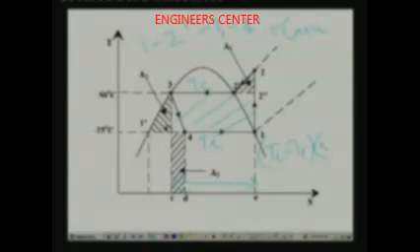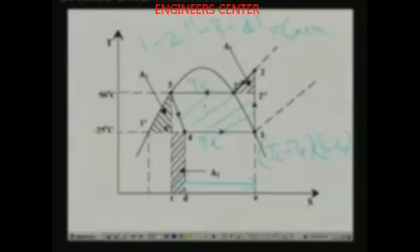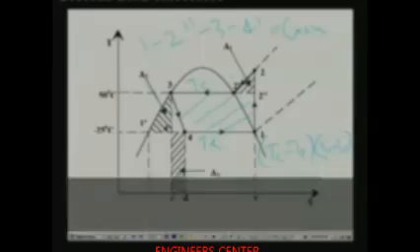Okay, that means S1 minus S4 dash. We know all these things. You can easily calculate the work input to the Carnot cycle, and work input to the actual cycle is work input to the Carnot cycle plus this area plus this area. Okay, so you can check your result.